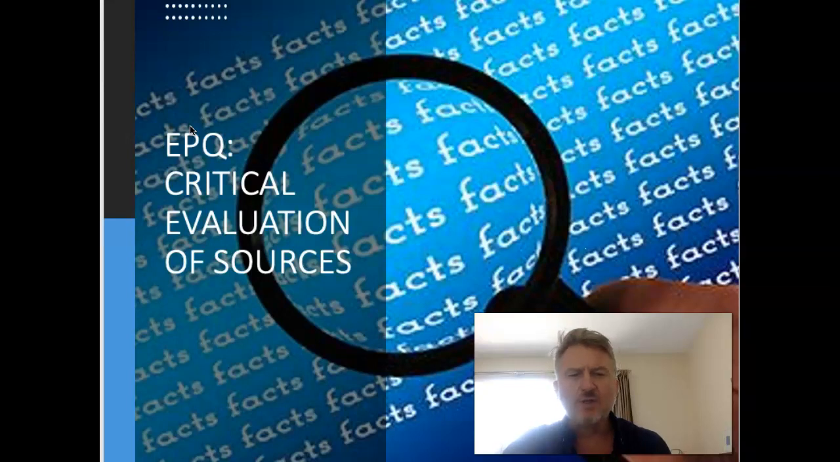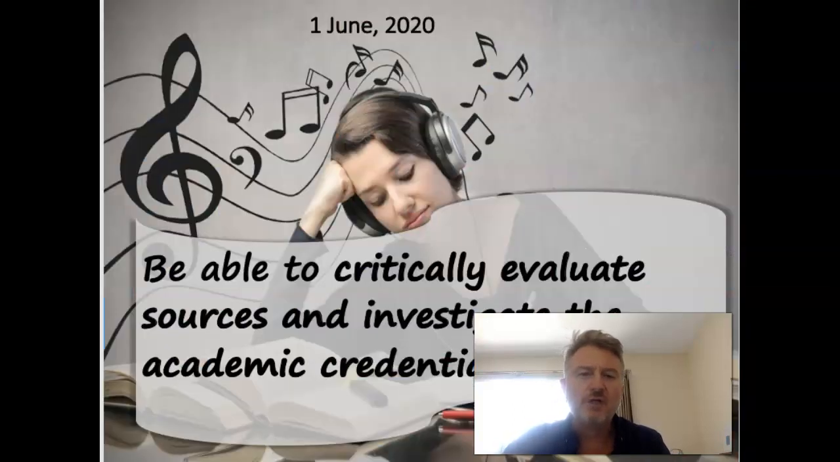As we're reading, one of the key things is not simply to accept what we're reading, but to interrogate it and to decide its value. And that's why this key word of evaluation of sources is what this screencast is about. So by the end of the screencast, I'm hoping that you will be able to critically evaluate your sources and also to investigate the academic credentials of authors. And I'm going to be giving you all sorts of techniques in order to do this.